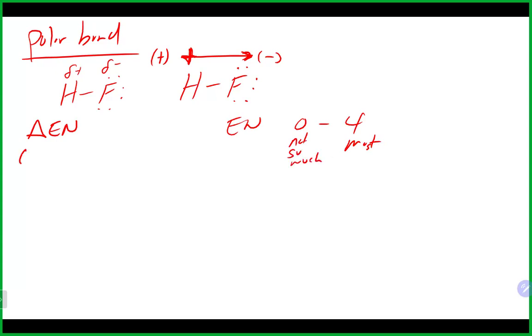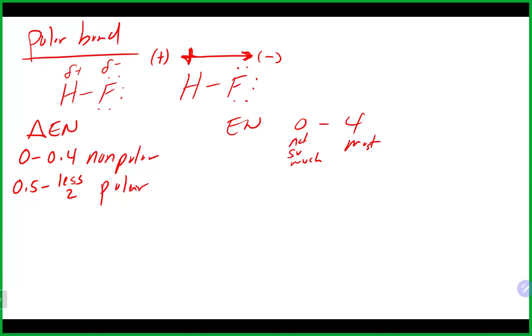If you get a difference of 0 to like 0.4, that's going to be considered a nonpolar bond, and it's going to be equal sharing of electrons basically happening here. If you're above 0.4, like 0.5 to less than 2, that is some type of polar bond, which means you're not going to have equal sharing of electrons. You're going to have unequal sharing of electrons, which means that you again are going to get this charge separation.